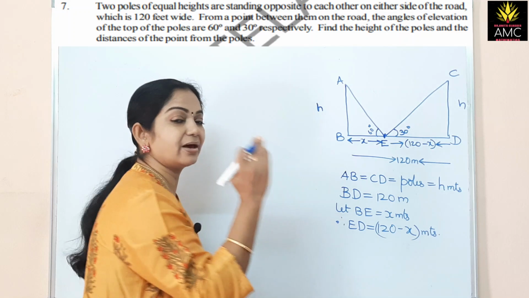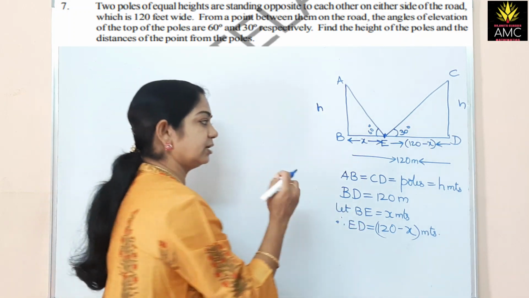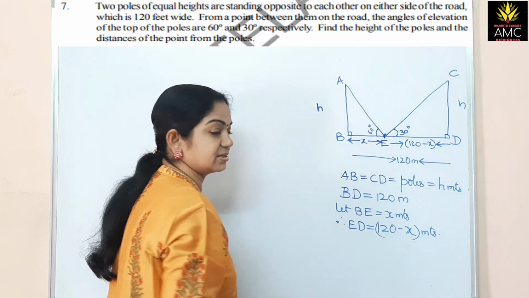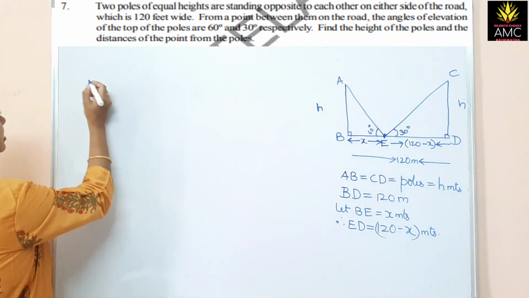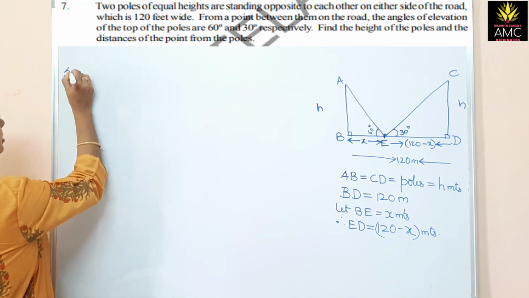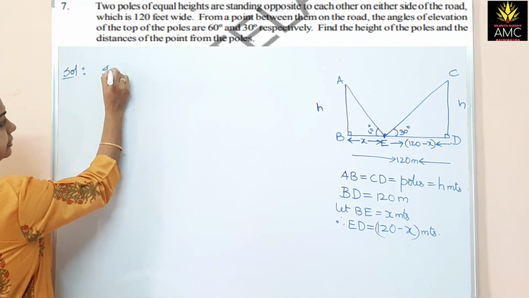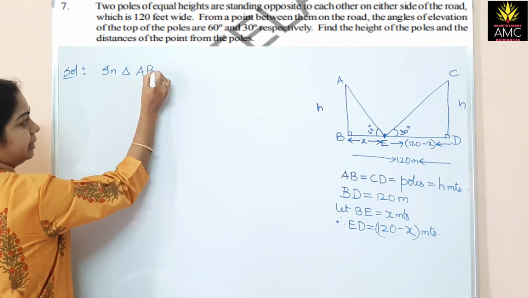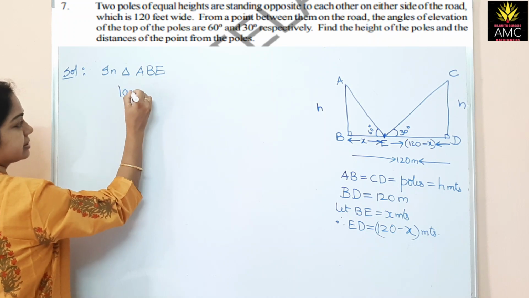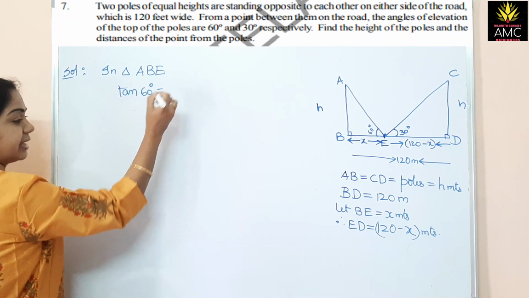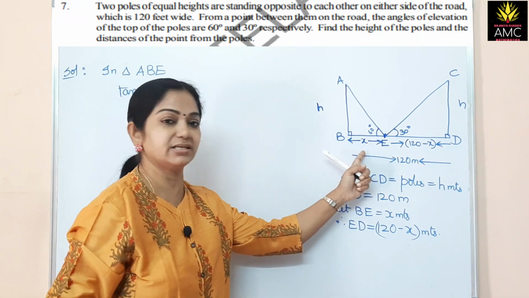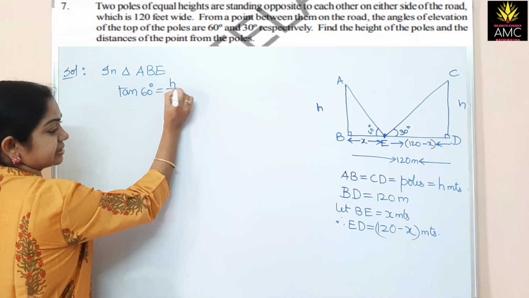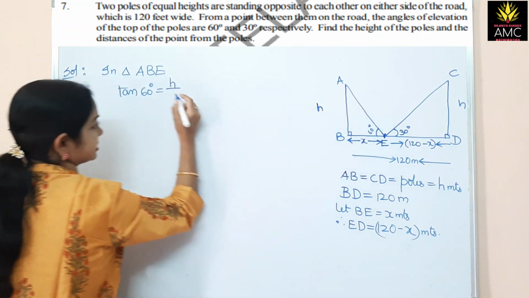Now, the poles are vertical to the ground, to the earth, right? So, they are right angles, and hence these two triangles are right angle triangles. Now, let us start the solution. Let us take one triangle now, ABE. Tan 60 degrees. Why am I taking tan? Because the opposite and the adjacent information is given. So, we have to take tan. Opposite side, that is H, by adjacent is X.